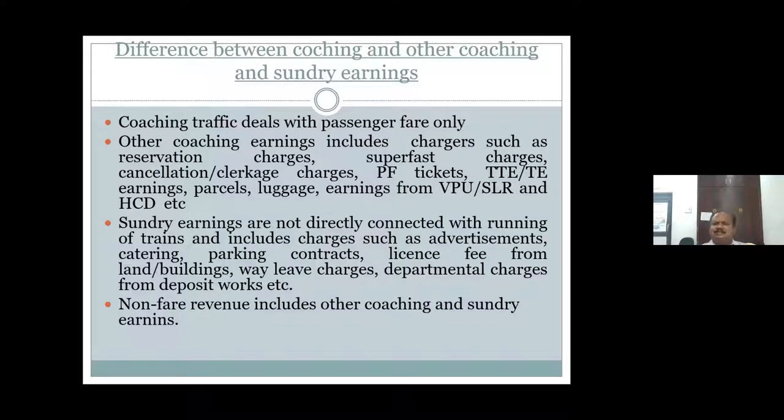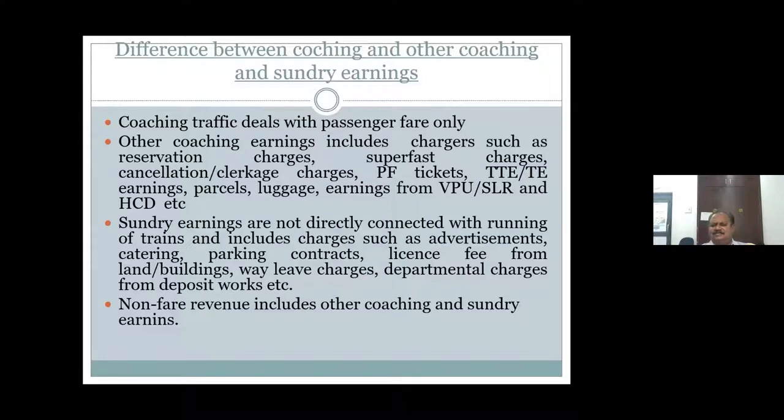They may include luggage earnings, platform tickets, and super power surcharges also. So you need to have a clear-cut idea. Go through the slide once, twice, and if any doubt is there, note it down and ask me at the end. These two put together are called the non-fare revenue.